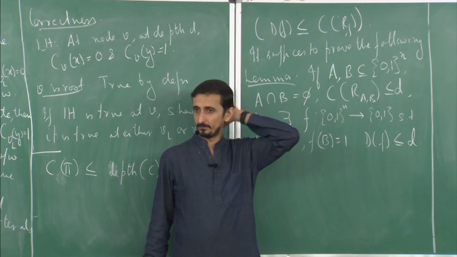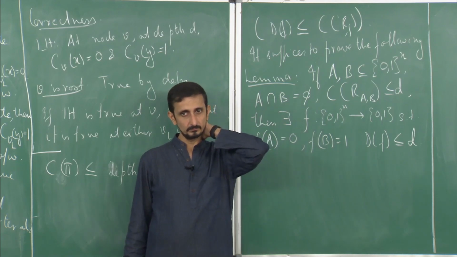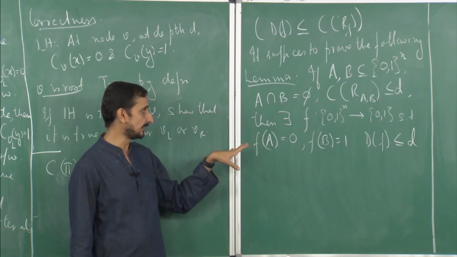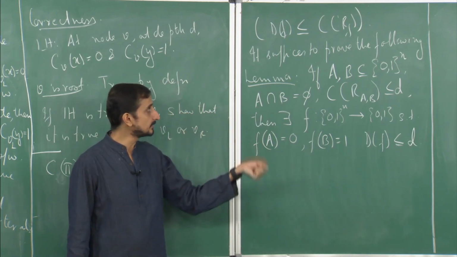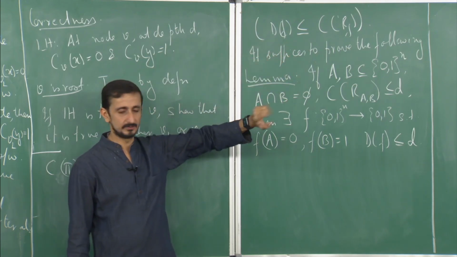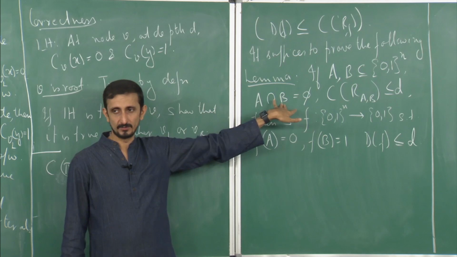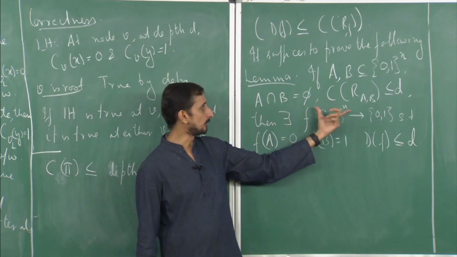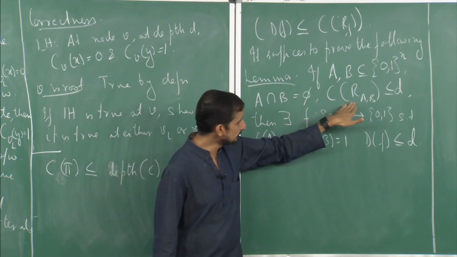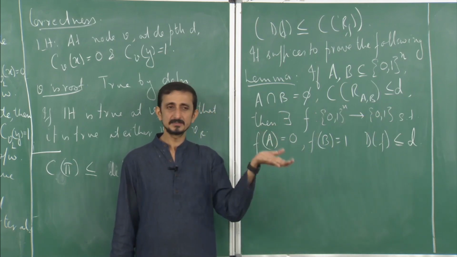But why is that true? Well, let me put it slightly differently. Let's say I'm given a function f. I want to compute Cr of f. I want to find out what Cr of f is. I can choose A to be f inverse 0. I can choose B to be f inverse 1. Then of course I get the hypothesis of this lemma that A intersection B is empty, and I get that R_AB is equal to, by definition, R of f. That is the definition of that.